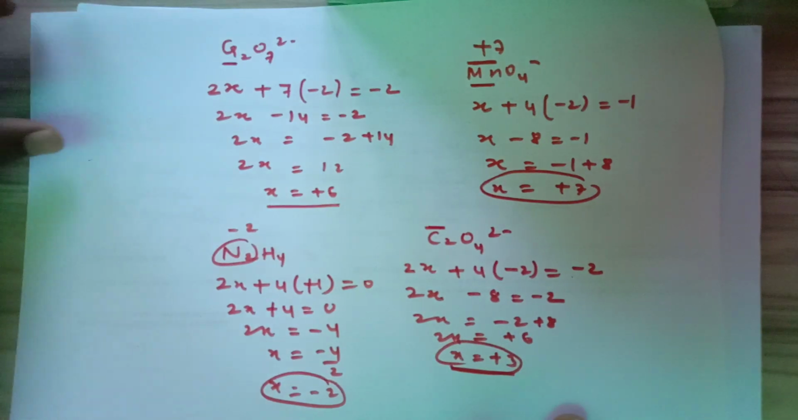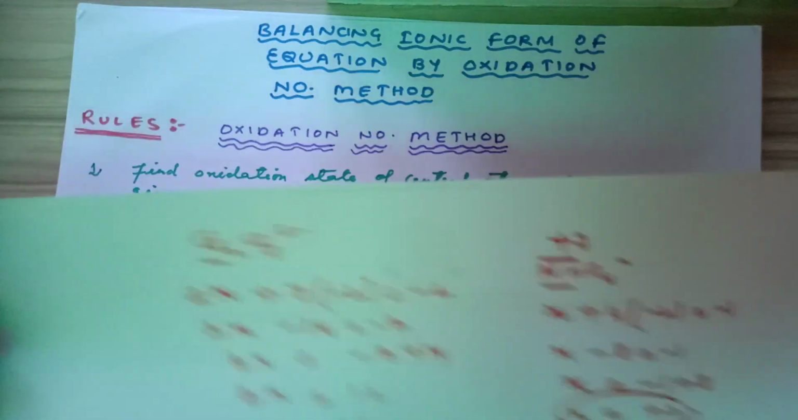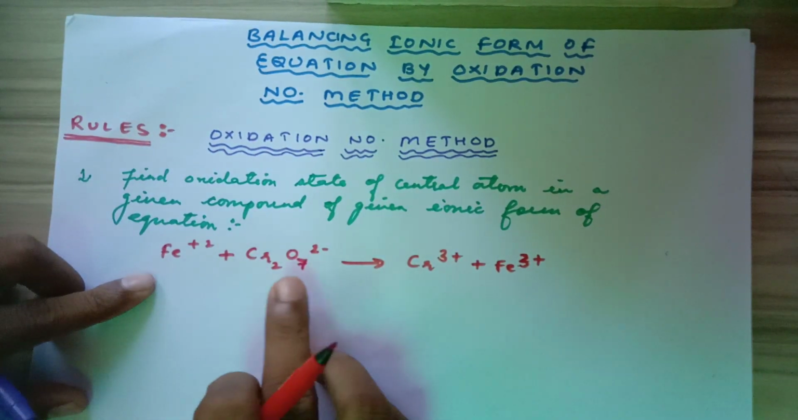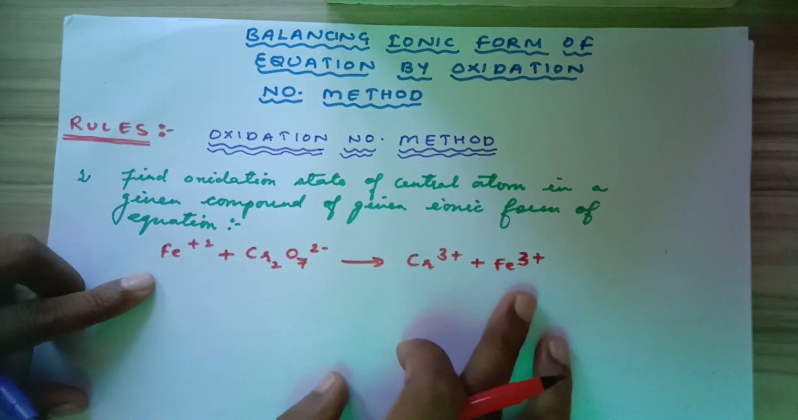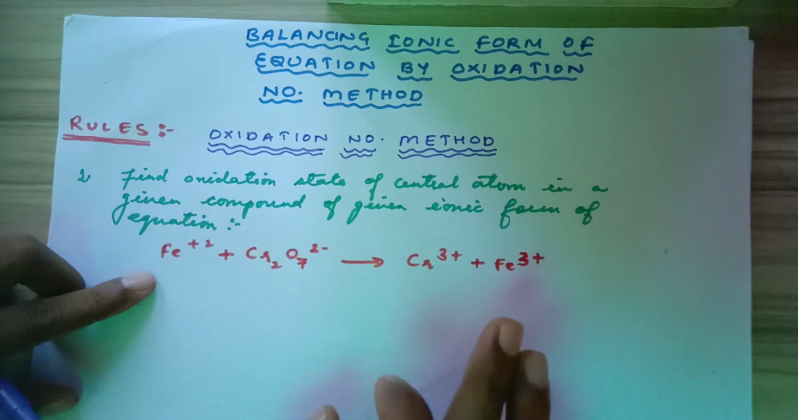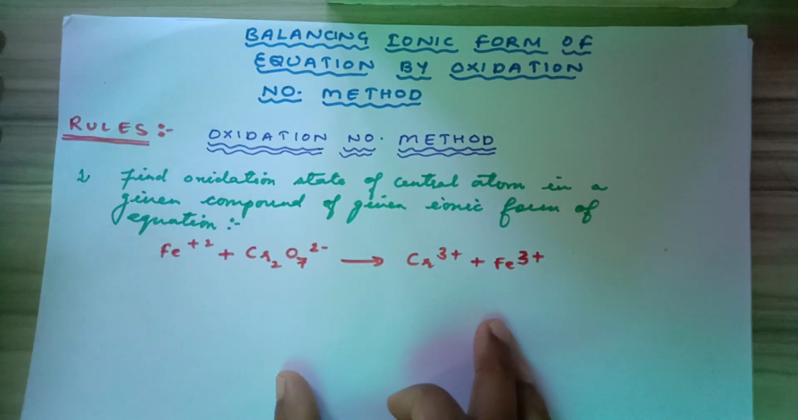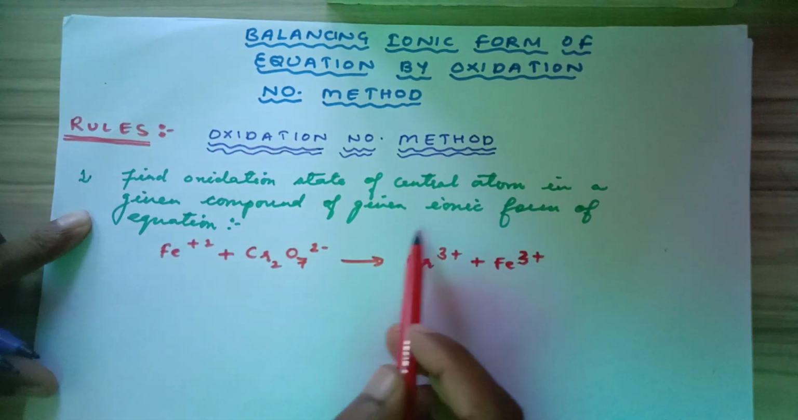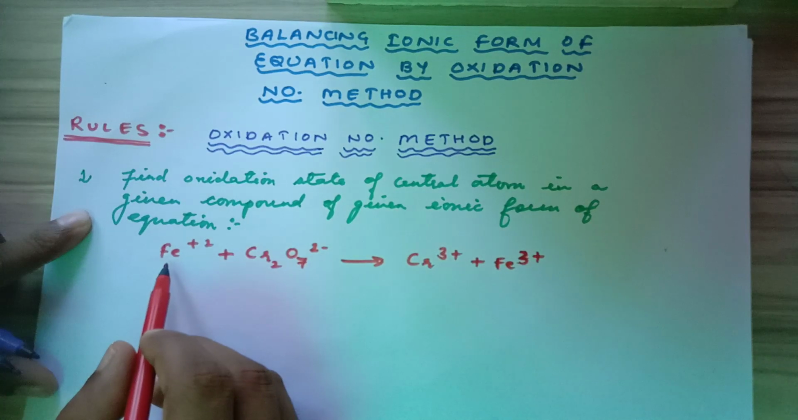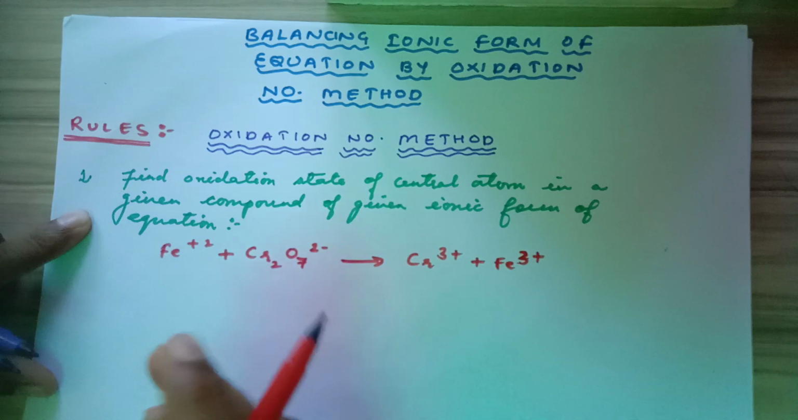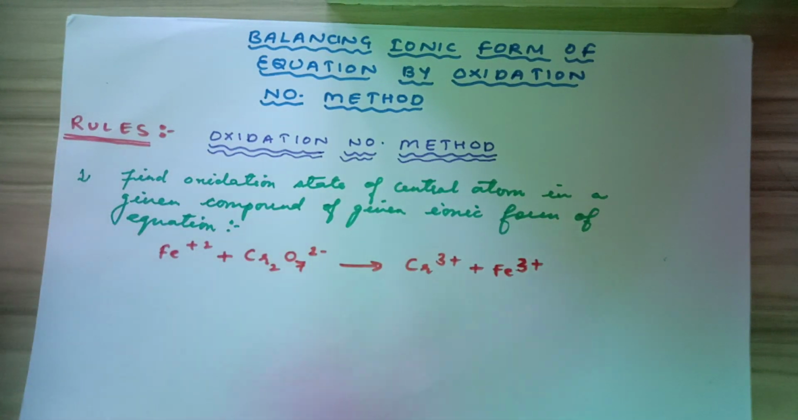Now let's move to our balancing of chemical equation. Here we are given Fe2+, Cr2O7 2 minus, Cr3+ and Fe3+. So the given equation is ionic form. So to balance it by oxidation number method, there are certain rules. So the first rule is find oxidation state of central atom in a given compound of given ionic form of equation. Here the oxidation state of iron is plus 2, but we don't know about Cr2O7 2 minus. So we'll be calculating it by basic method that we have done earlier.